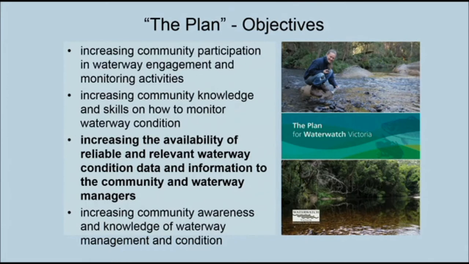So the WaterWatch program, since 2011, there's been a real emphasis on getting good quality data accessible to the public. And in 2015, there were two plans created, one for the WaterWatch program and one for the EstuaryWatch program. They both had these objectives, these strategic plans, to increase community participation in waterway engagement and monitoring activities, to increase community knowledge and skills on how to do this monitoring, to make the data available, so that's why I've got it in bold there, making waterway condition data available to the community, and also community awareness and knowledge of how rivers are managed, waterways are managed.